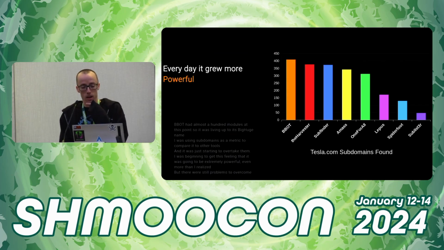So every day it would get more powerful, and I started to use subdomain enumeration as a way to gauge our progress. So this graph here is from 2021. This is when BBOT was just starting to pass the other tools. You can see these other tools like theHarvester, Subfinder, Amass. It was just starting to find more subdomains than these tools. And I was starting to get this feeling that BBOT was going to be really powerful, more than I realized. But there were still problems to overcome.